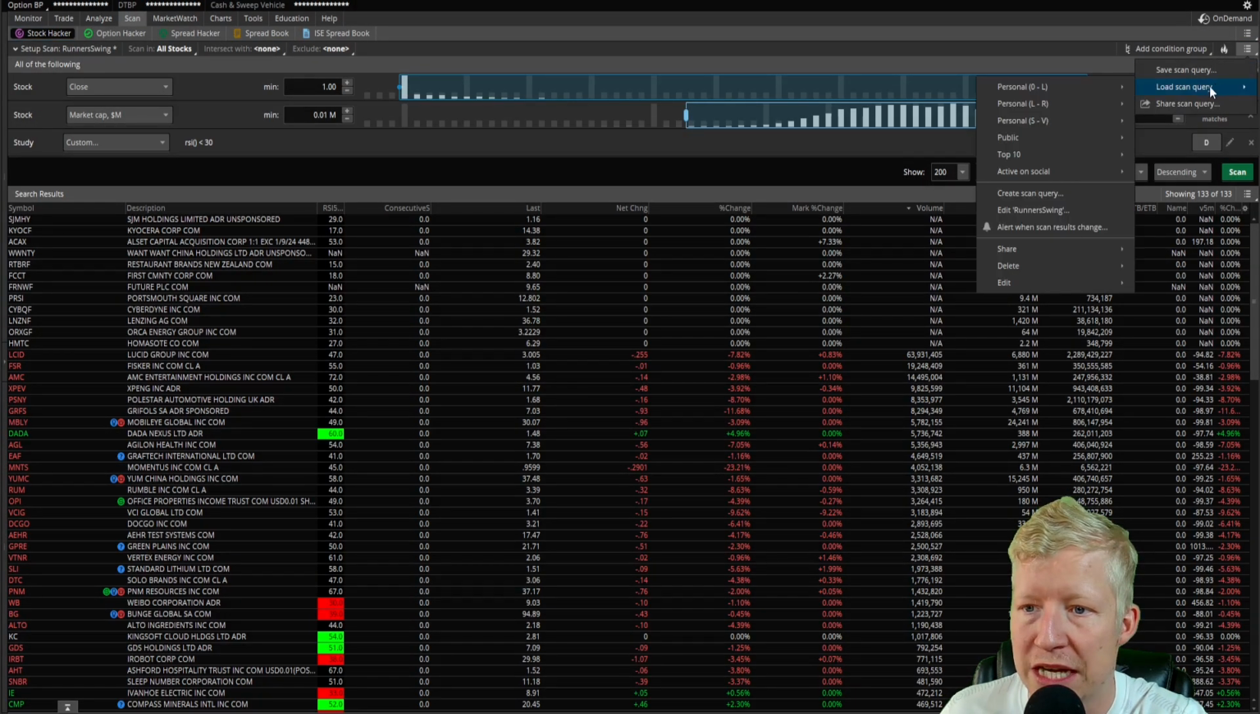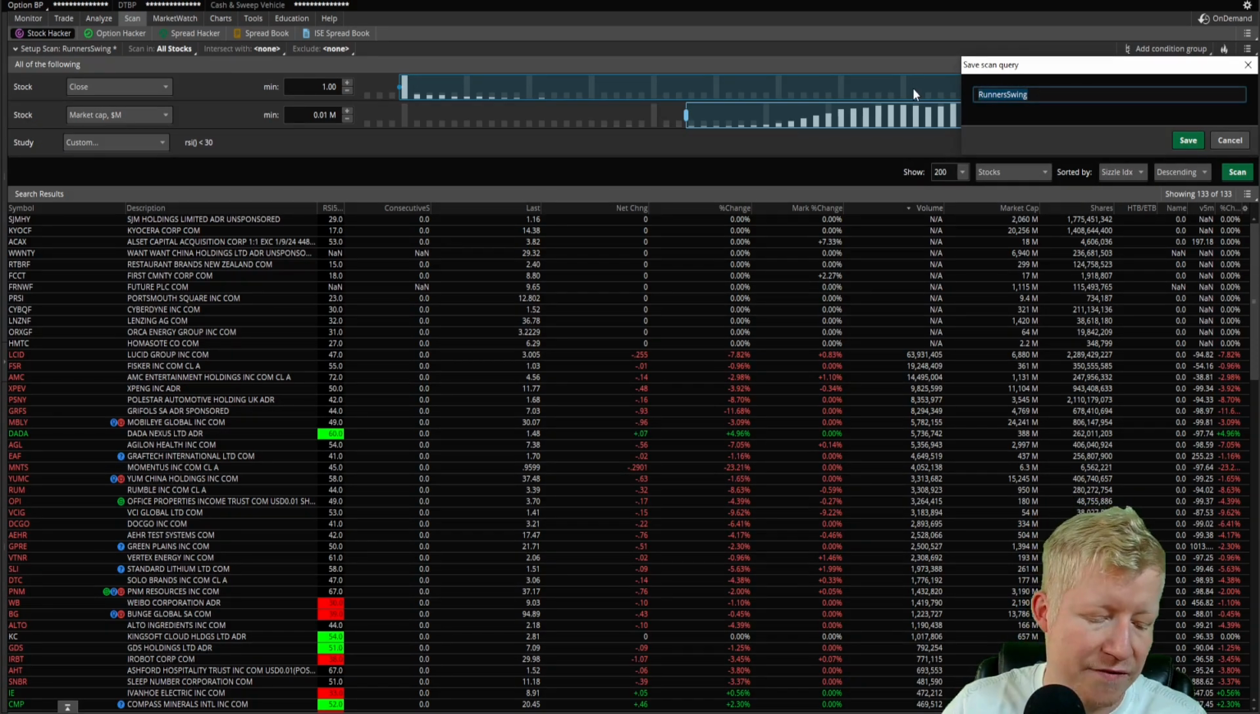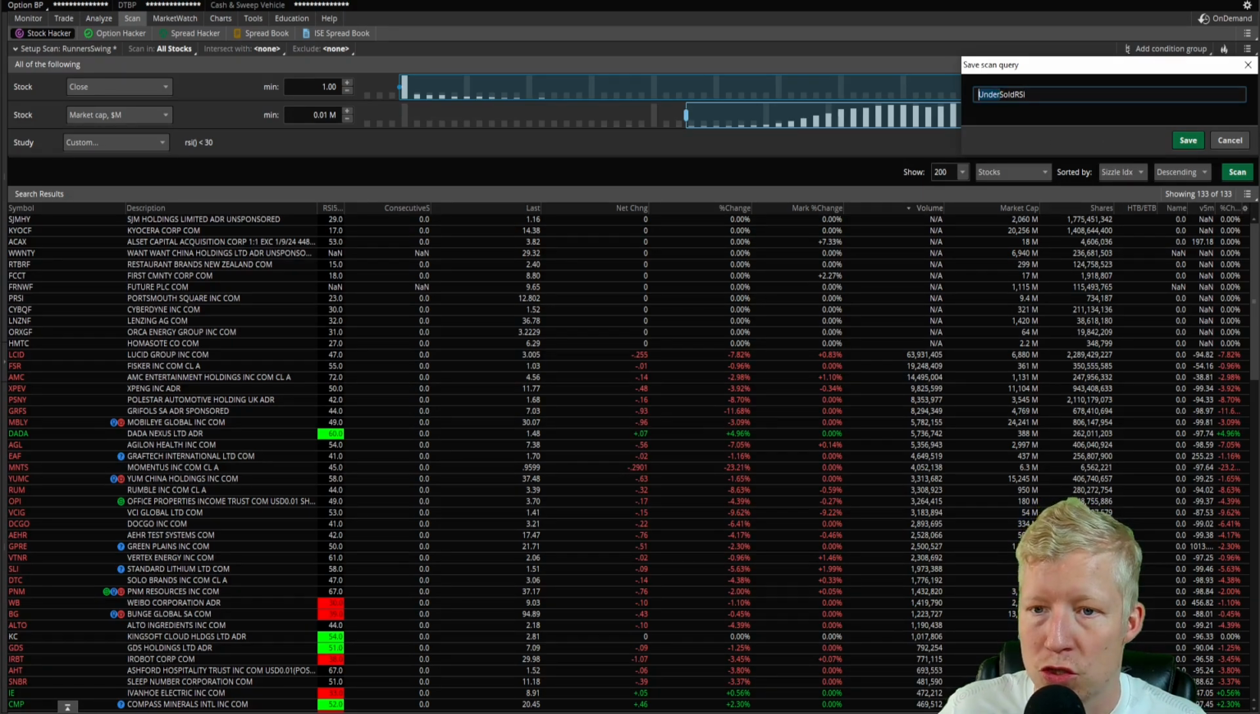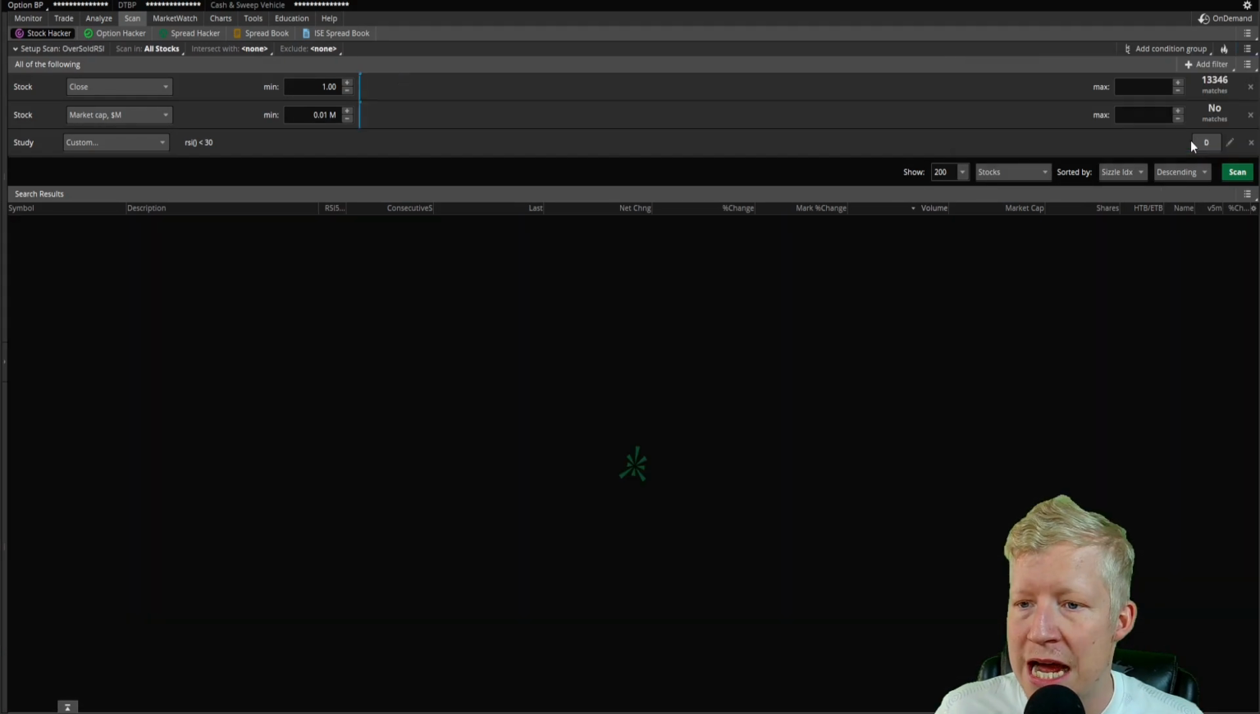What we would do is we would then come and save this scanner. Let's save it as undersold RSI. Or sorry, not undersold, oversold RSI, save that.